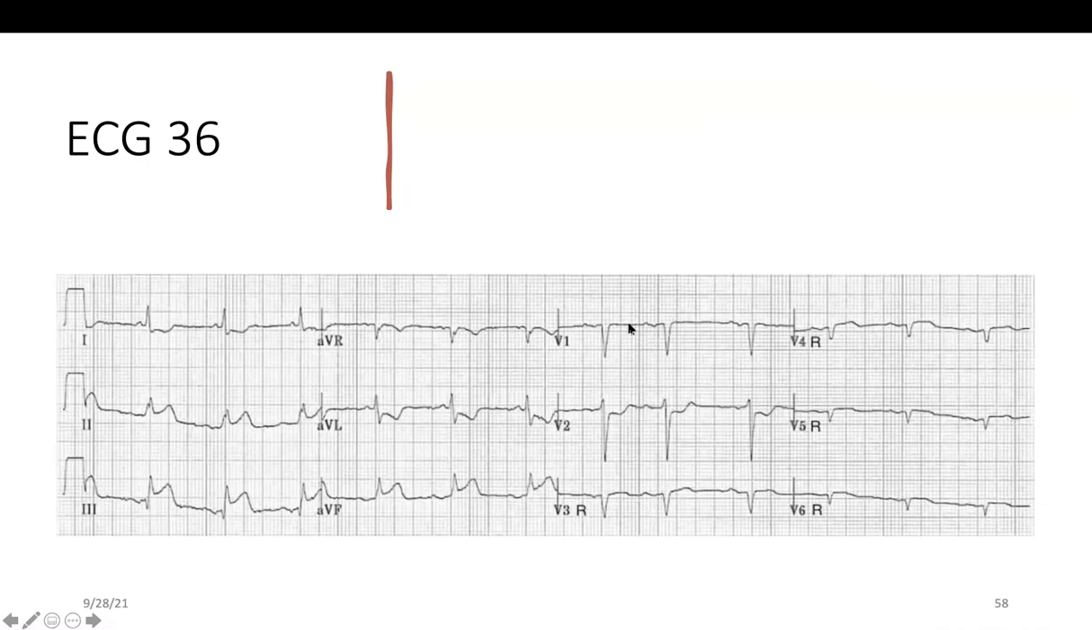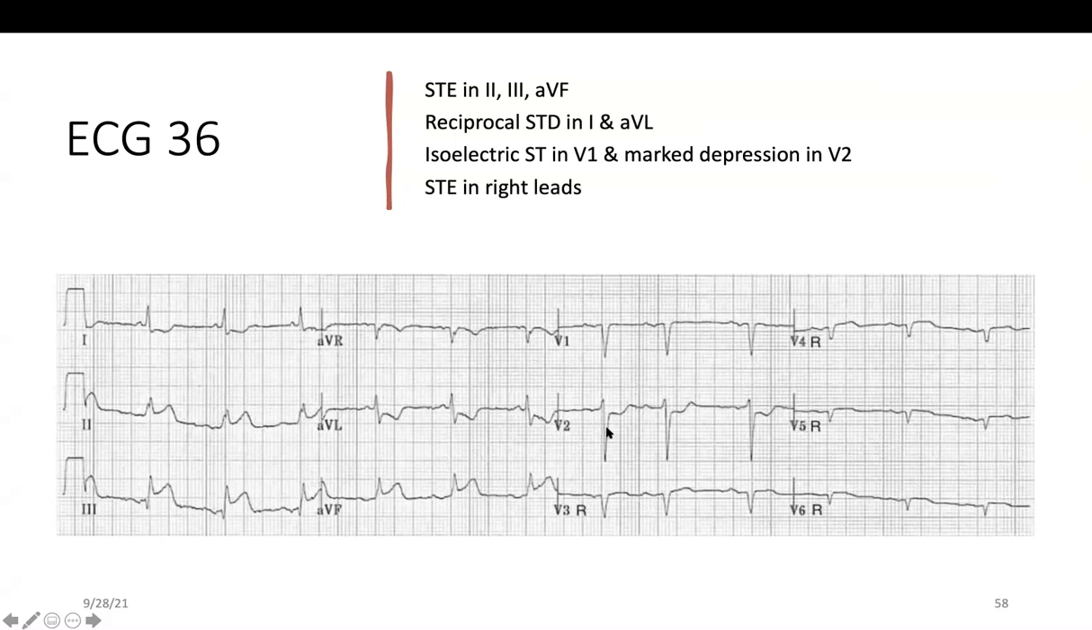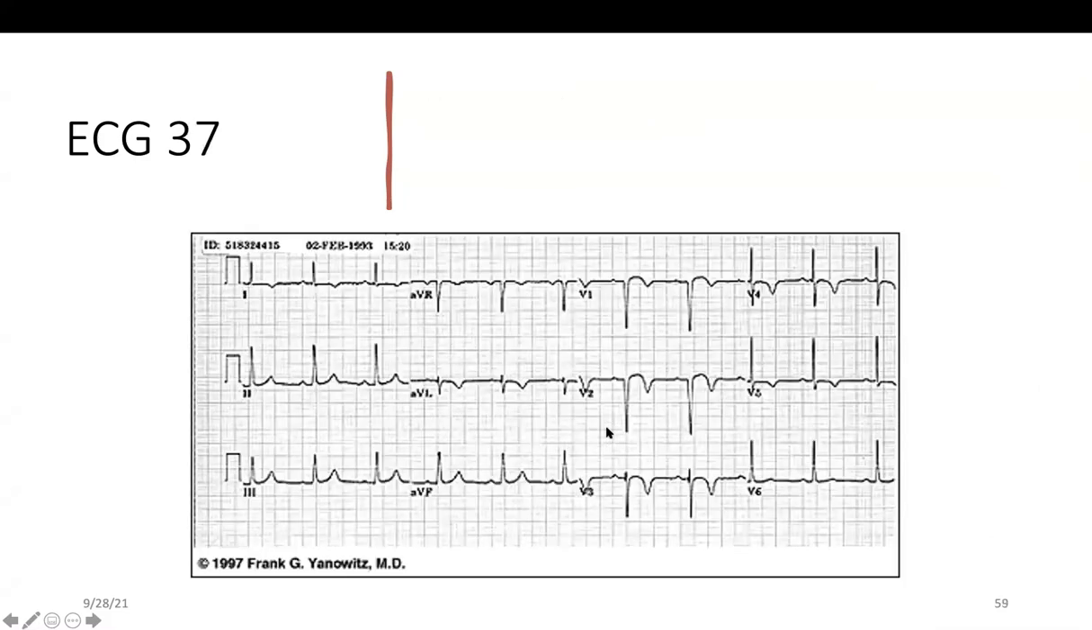Okay, this is another example. Again, as you see, there's no ST elevation, but there is isoelectric line with ST depression in V2. There's no prominent R wave. So this is, as you said, inferior MI with right-sided RV involvement. Okay, what about this ECG?